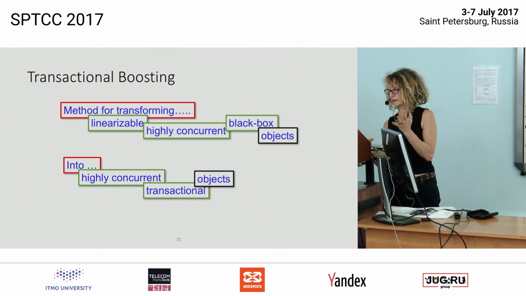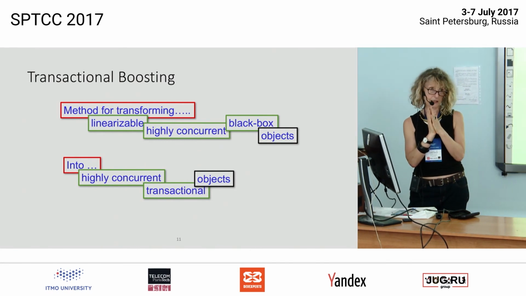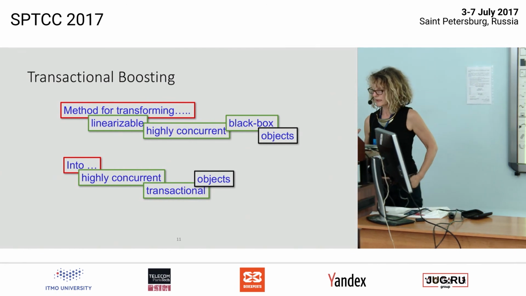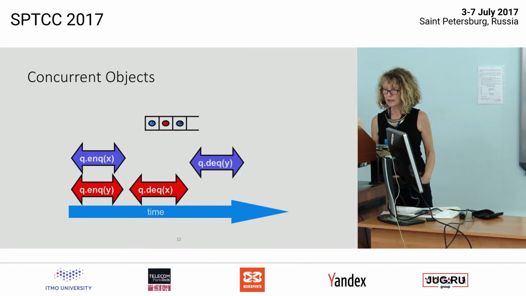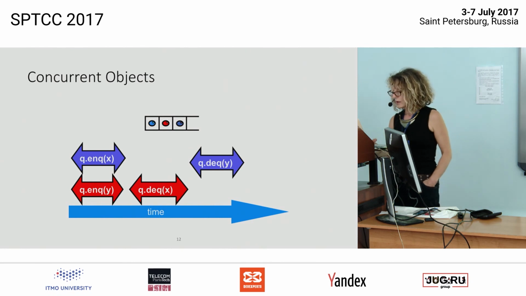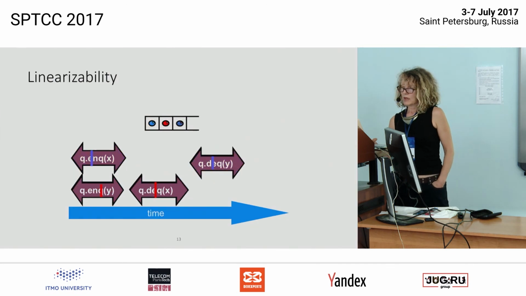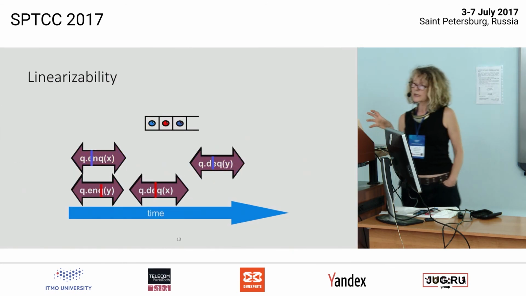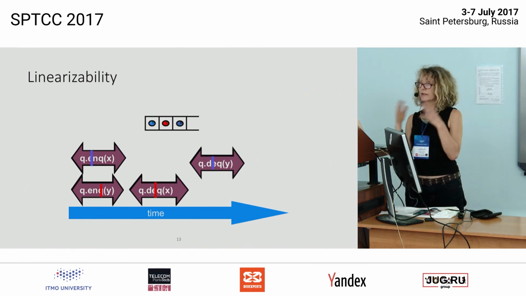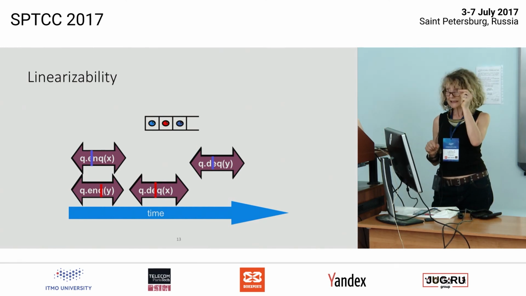So let's talk about those linearizable, highly concurrent data structures. Here is my concurrent object. This concurrent object is a queue. Time goes from left to right. In a queue, linearizability means that this execution is equivalent to a serial execution where every operation happened instantaneously.